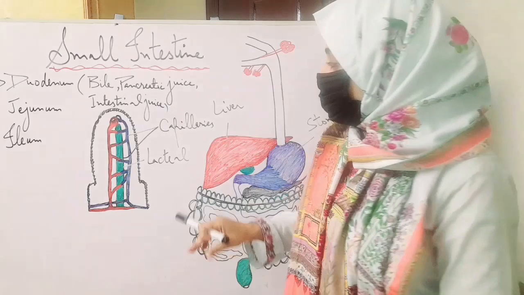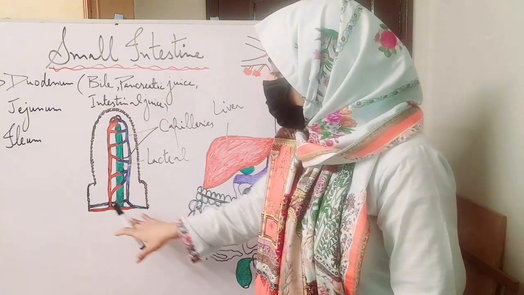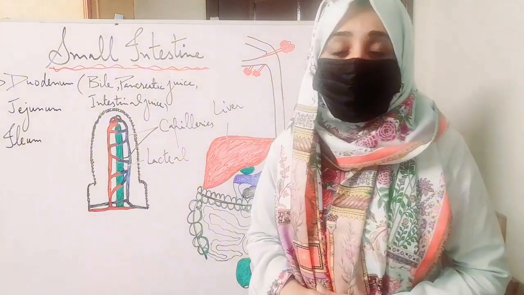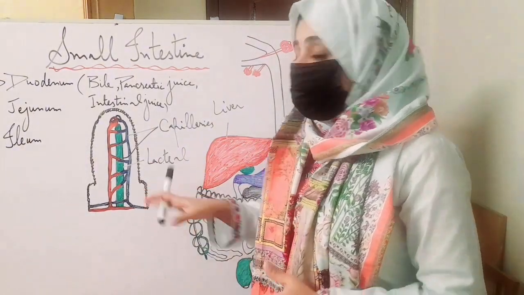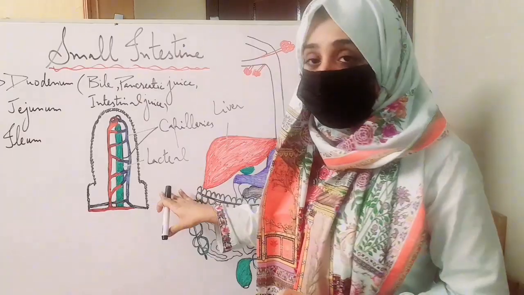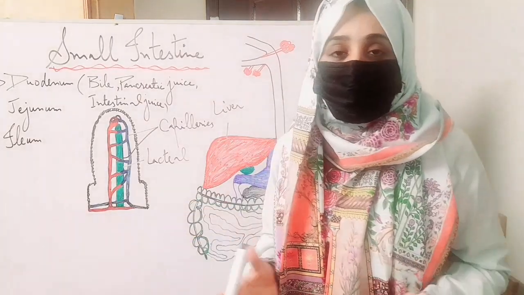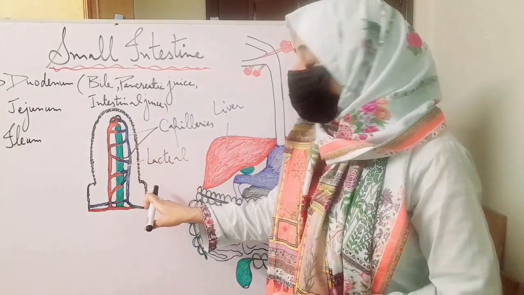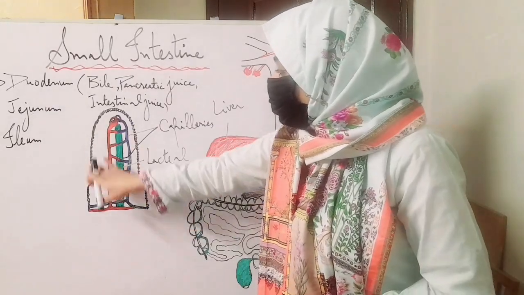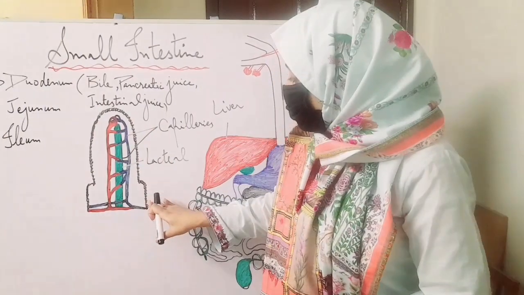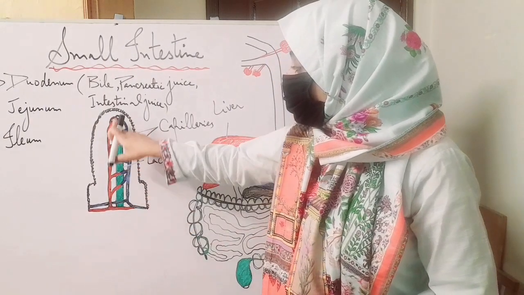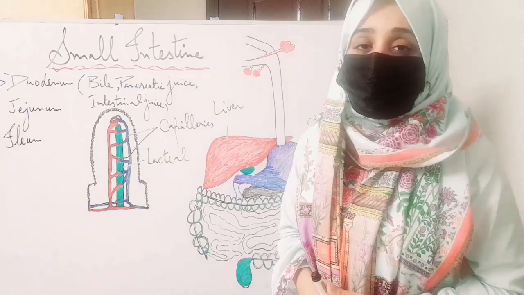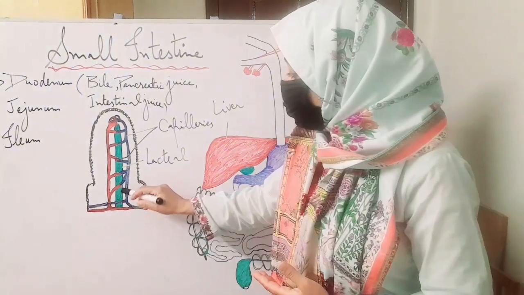So each villus is a finger-like projection like this. It consists of a single layer of cells. If there is only a single layer of cells present, it is very easy for the digested food to get absorbed and pass through this single layer of cells. Inside the single layer of epithelial cells, there is a network of capillaries like this, and a lymphatic vessel or lymphatic capillary which is called the lacteal.